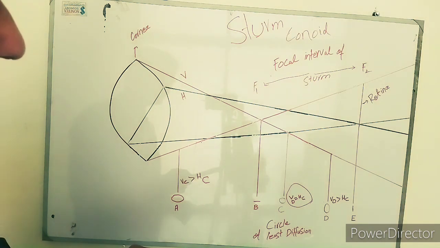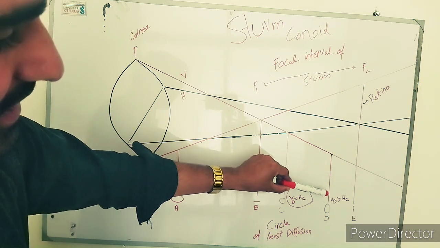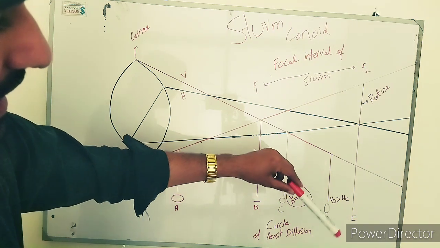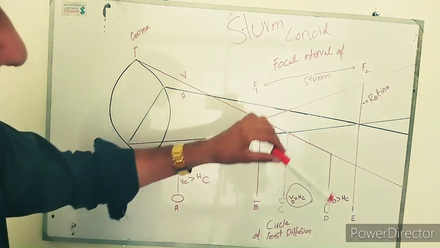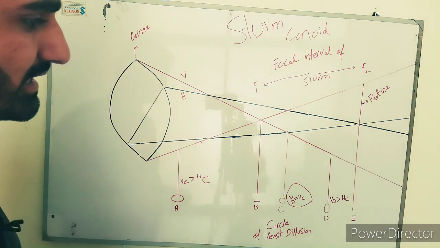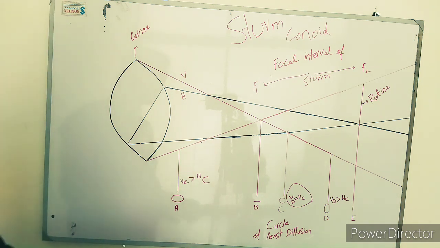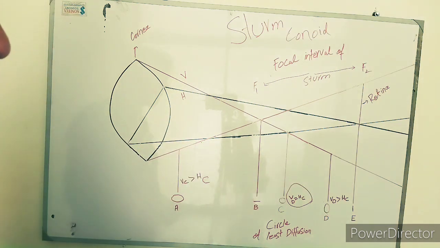Our fourth point is, now our vertical rays are still diverging and our horizontal rays are still converging. Now the amount of vertical divergence is much more as compared to horizontal convergence. Therefore, the image formed at this point will be a vertical oval.